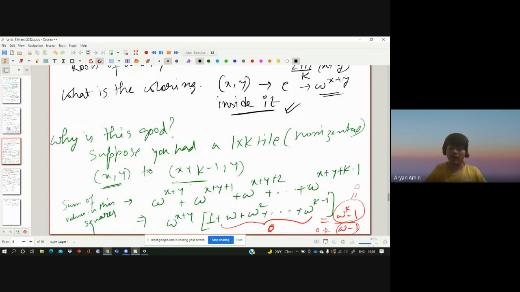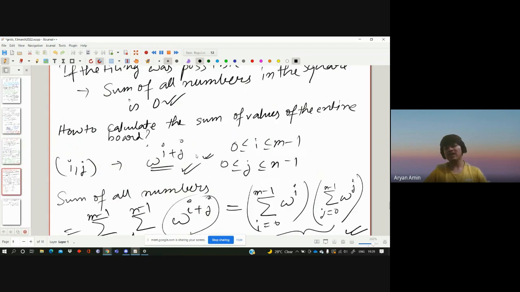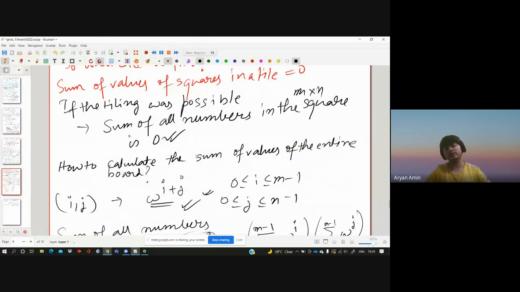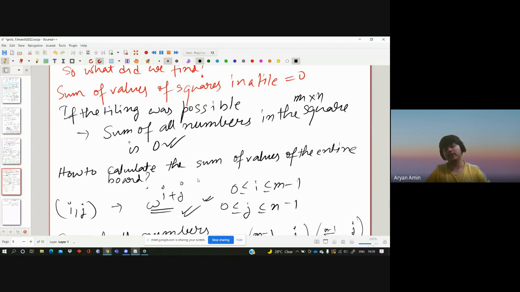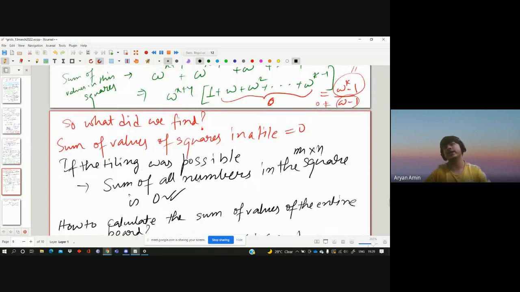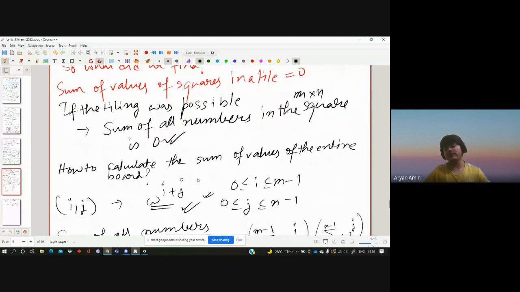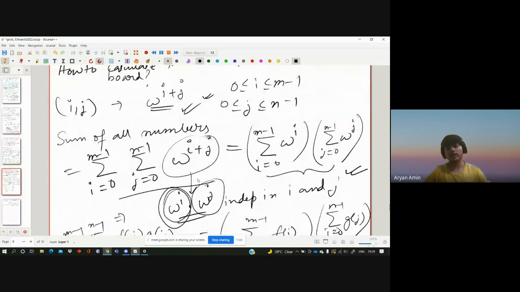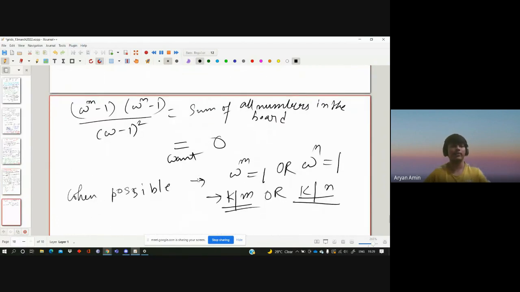Then we found that whenever we have a 1 cross k tile, the sum of values of the squares covered by the tile is equal to 0, right? So this tells you that when you can cover the entire board with 1 cross k tiles, the sum of values in the entire board should be 0. The sum of values in the entire board is quite easy to calculate. That is just the sum over all i, j of omega to the power i plus j, and you can evaluate this to be omega to the power m minus 1 times omega to the power n minus 1 by omega minus 1 whole square, right?